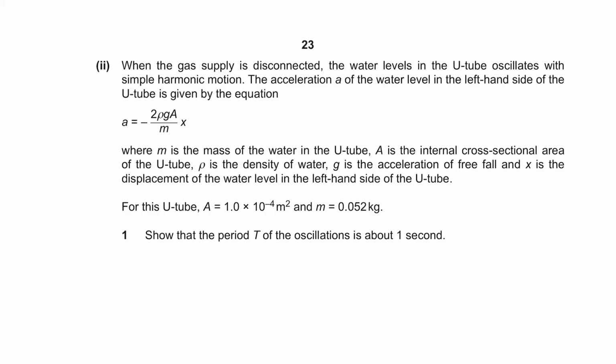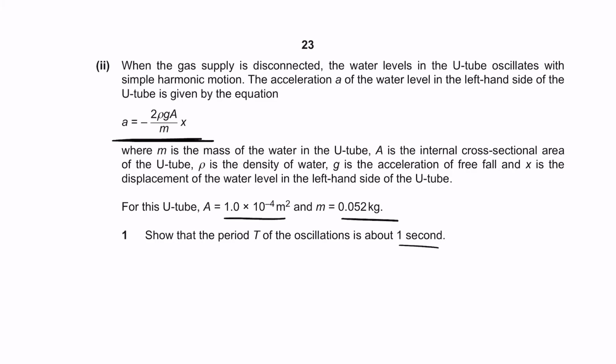The acceleration of the water level in the left-hand side of the U-tube is given by this equation, where m is the mass of water, A is the internal cross-sectional area of the U-tube, rho is the density of water, g is the acceleration of free fall, and x is the displacement of the water level in the left-hand side of the U-tube. For this U-tube, A is equal to that and m is that. Show that the period T of the oscillations is 1 second.